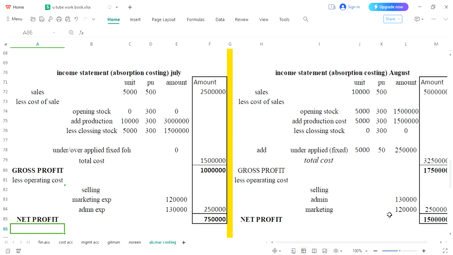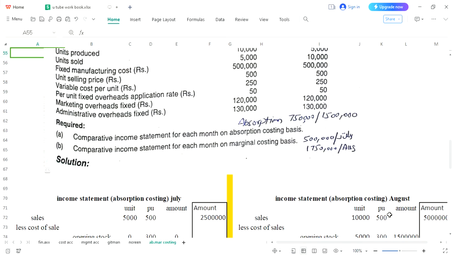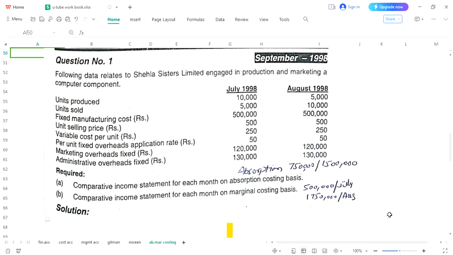If you are feeling any difficulty regarding this question, you are very welcome to ask your question through messages, texts, or you can directly meet. For the time being, question 1 of absorption costing and marginal costing has ended. This is the first part, and then we will solve marginal costing. Two answers are available over here. We will solve this question for marginal costing as well in the next part.